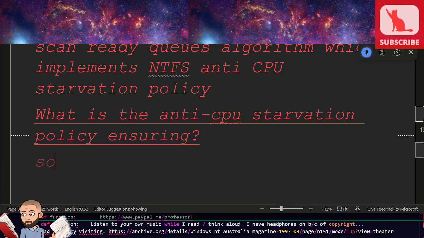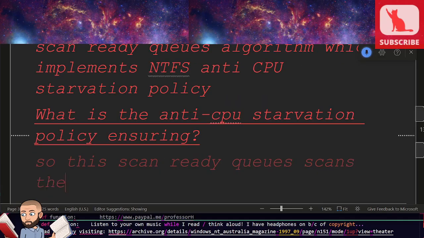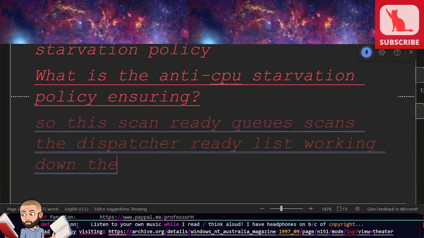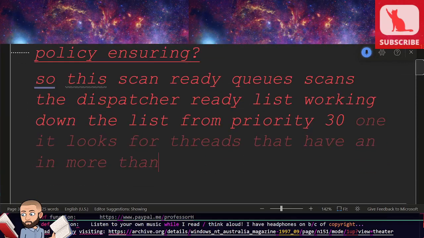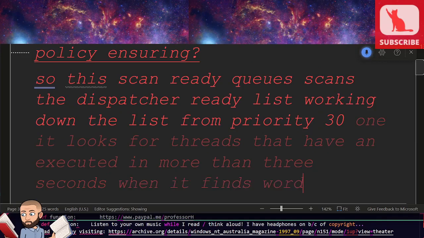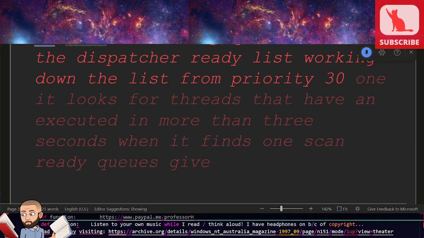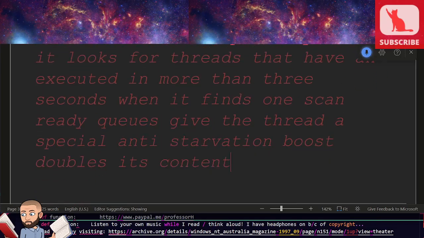So the Scan Ready Queues scans the dispatcher ready list. Working down the list from priority 31, it looks for threads that haven't executed in more than 3 seconds. When it finds one, Scan Ready Queues gives the thread a special anti-starvation boost, doubles its quantum, and calls ready thread with the thread as a parameter.